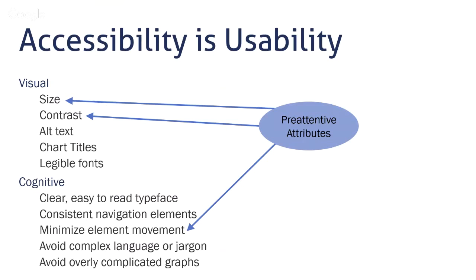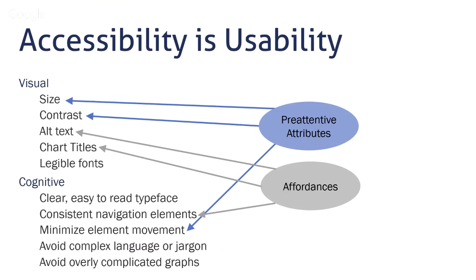So size and contrast and element movement have to do with pre-attentive attributes. We do this in data viz anyway. These are the things we notice without making conscious effort to notice them. You notice that one bar is longer than another in a chart without going, there are bars, this bar is longer than this bar. Your brain just does that. It's good at it.